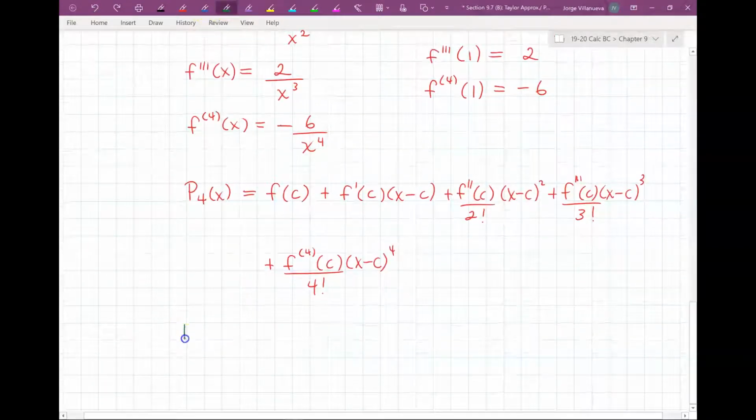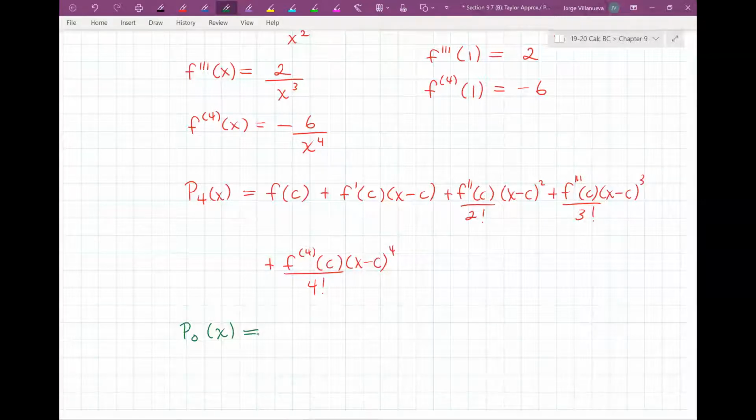P sub 0 of x. Well, that just means f of 0. What's f of 0? That was 0. So there you go. There's p sub 0 of x. It's just 0. It's the first piece, f of 1, sorry. I was saying f of 0. F of 1. All right.